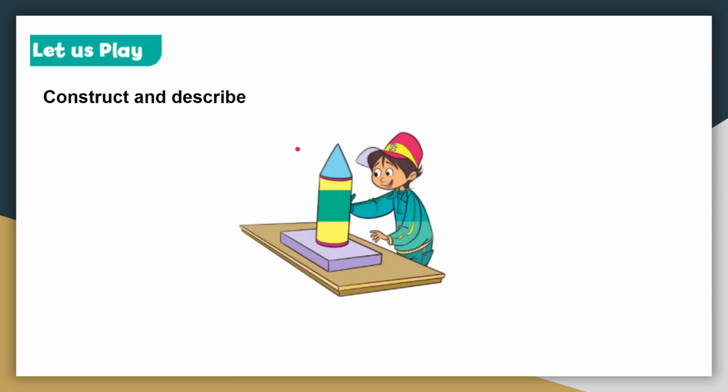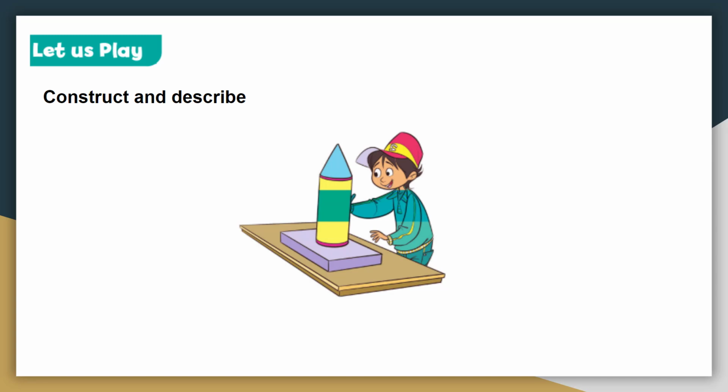Now let us play a game. First, we have to sit in groups of 4 or 5. In each group, one student selects any 3 shapes and puts them together. The student then describes the sequence of construction, and the other students have to build the same without seeing the original one. So you can take turns and play the game in the group.